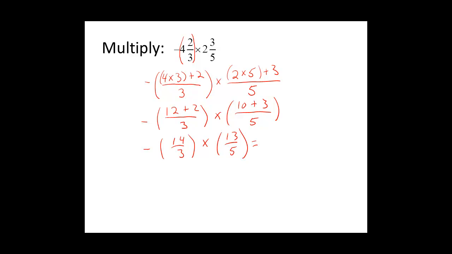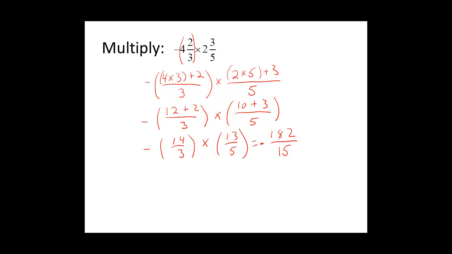14 times 13 is 182. And 3 times 5 is equal to 15. We follow our rules for multiplying positive and negative numbers. We have a negative times a positive, so our answer is negative. This is our answer as an improper fraction.